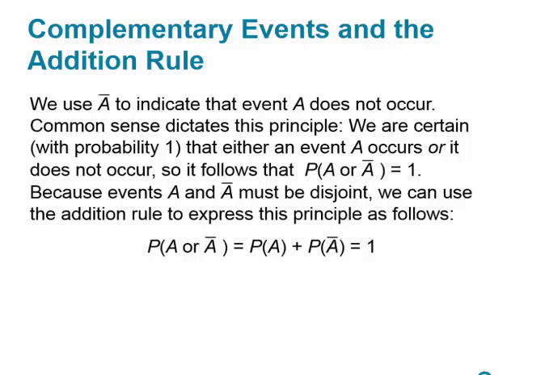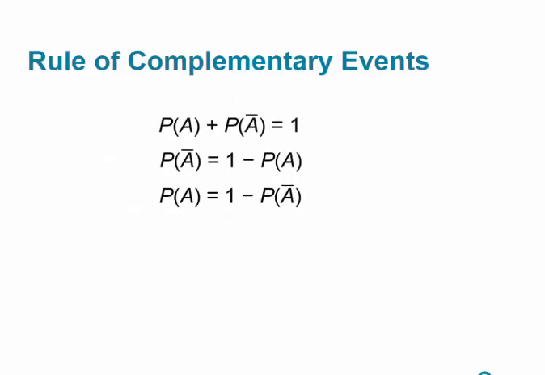Now, because events A and A hat must be disjoint, we can use the addition rule to express this principle as follows. The probability of A or A hat, or the probability of A or the complement of A, is equal to the probability of A plus the probability of A hat, which is the probability of A not occurring, and that has to equal 1. So here's, again, just doing some algebra. All of these are equal to each other.